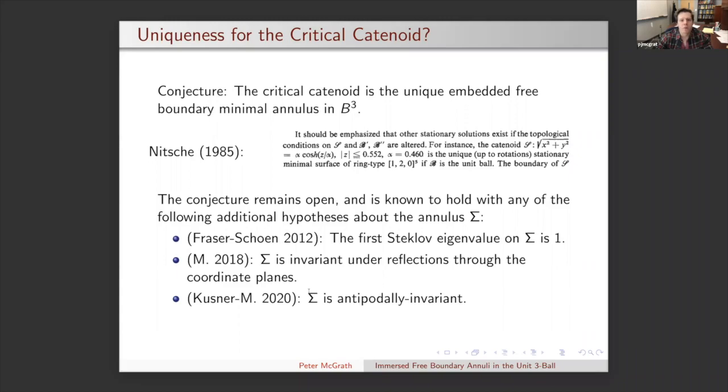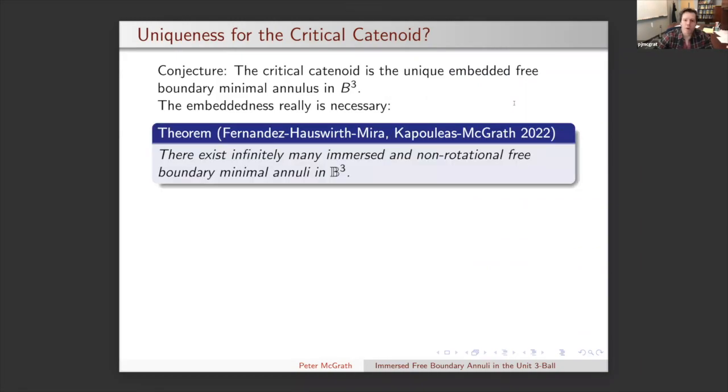A natural and obvious question, in the statement here versus the statement of the Nietzsche-Fraser-Schoen theorem for the disk on the previous slide, is the question about embeddedness. The previous theorem was true for immersed disks, and some recent work with myself and Nikos and this other group of 3 authors shows that the embeddedness really is necessary for the annulus case. If you go to immersed annuli, there are infinitely many non-congruent examples of non-rotational free boundary annuli in the ball.